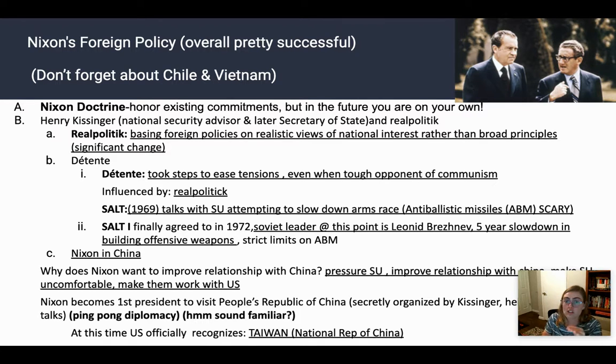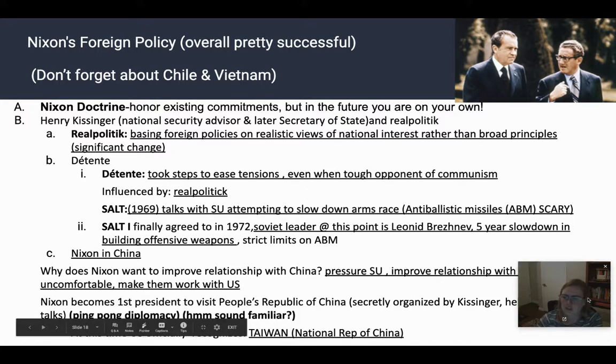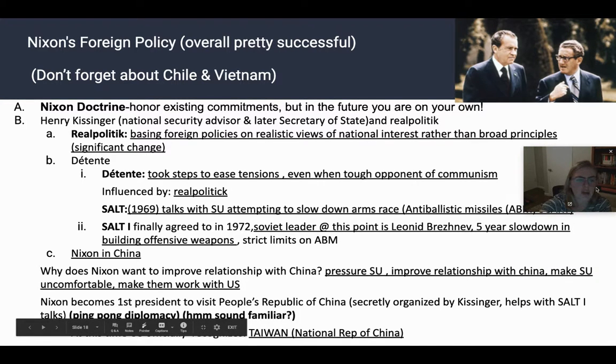We're also going to see something called detente, so trying to roll back the Cold War tension that we saw in the first half of the Cold War. So we get some deals as they're trying to ramp down the arms race or prevent building of even more weapons. And then he is going to improve our relationship with China.